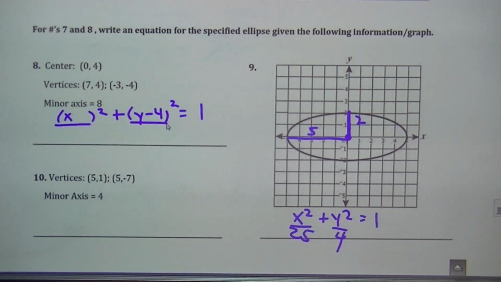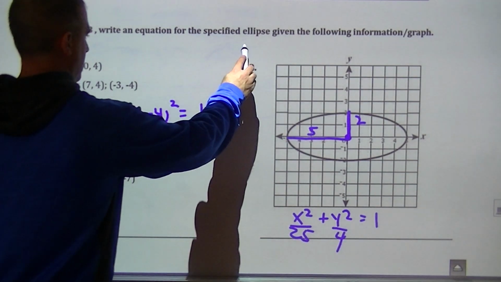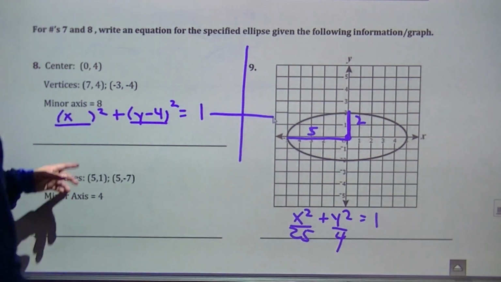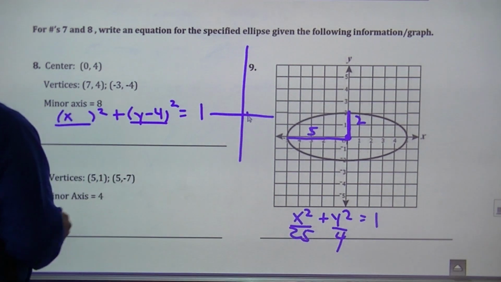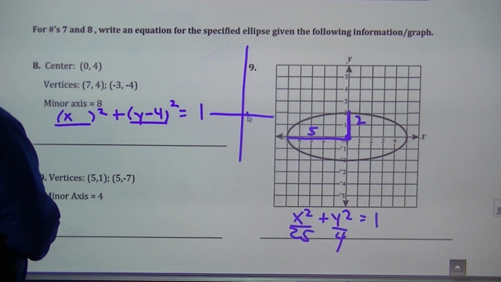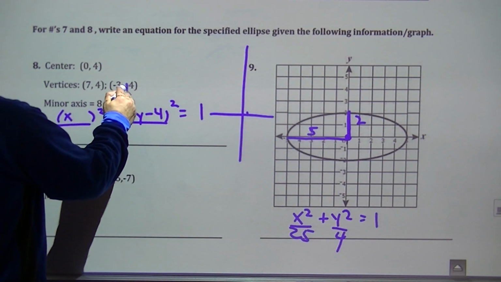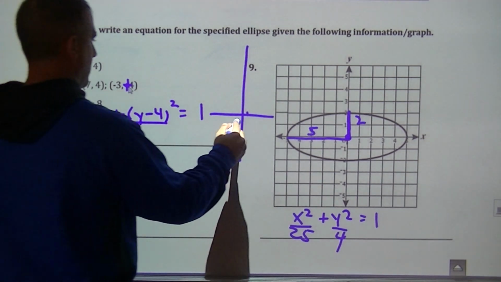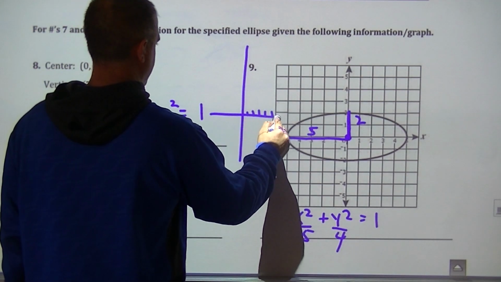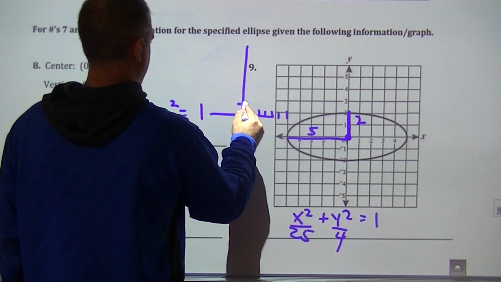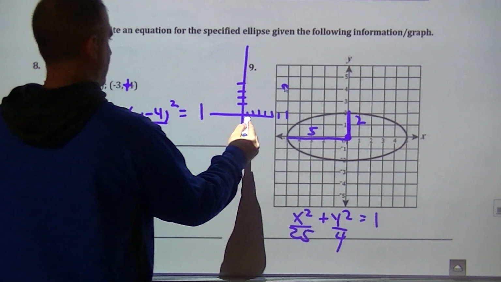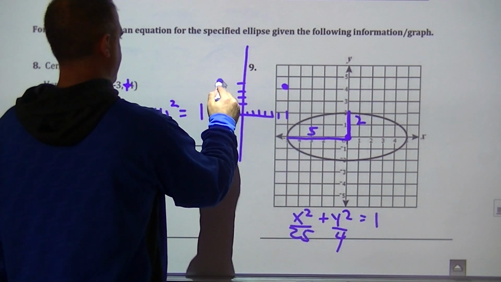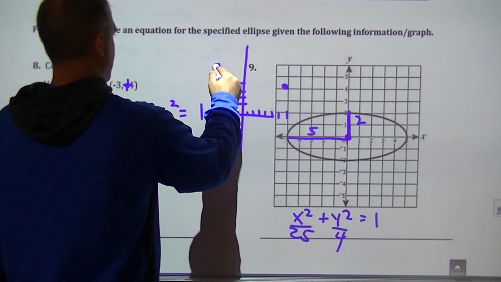Okay? Now, it says my vertices, and what you might want to do is make a sketch somewhere. All right? So 7, 4. Okay, I think that's not correct. That should be 7, positive 4. Okay, so make that correction. 1, 2, 3, 4, 5, 6, 7. 1, 2, 3, 4. Okay, and then negative 3, 4. Okay, so here are your two vertices.